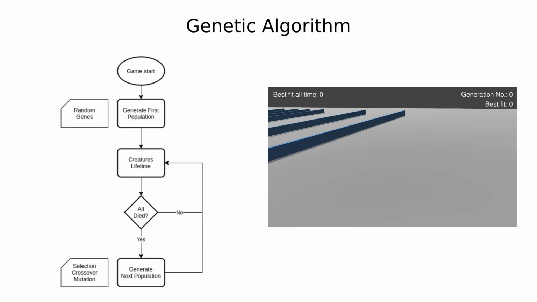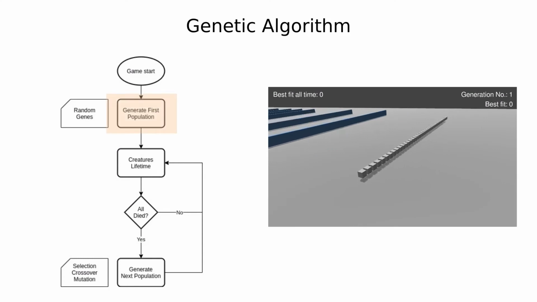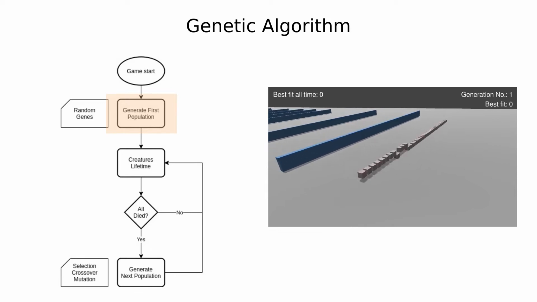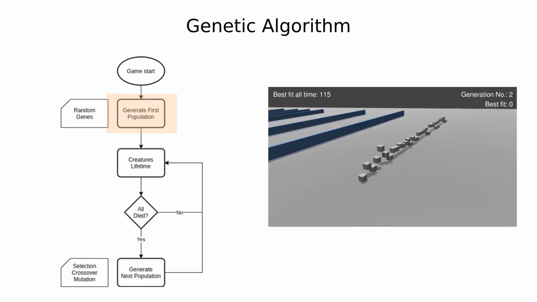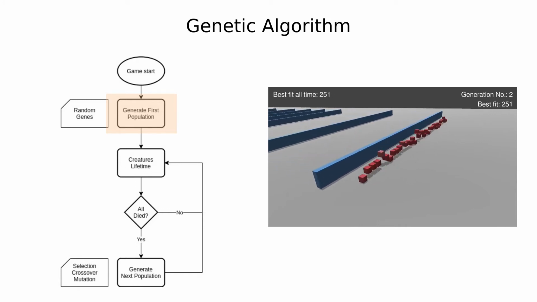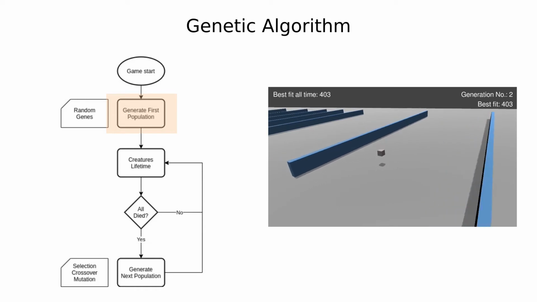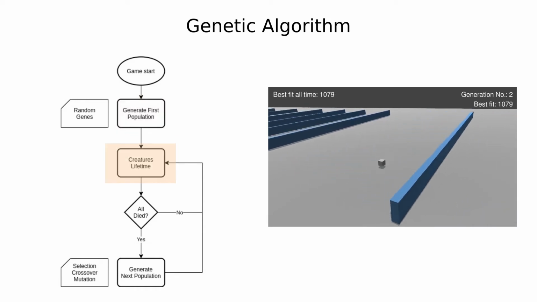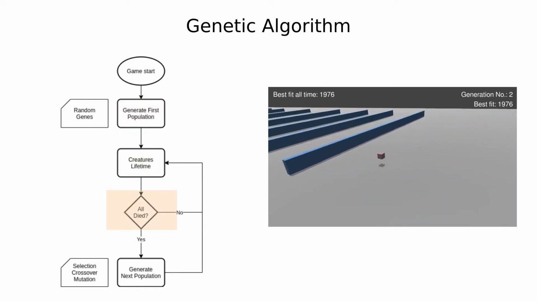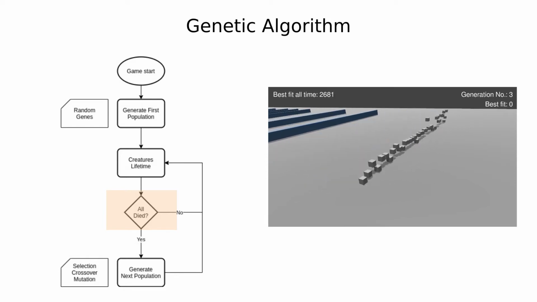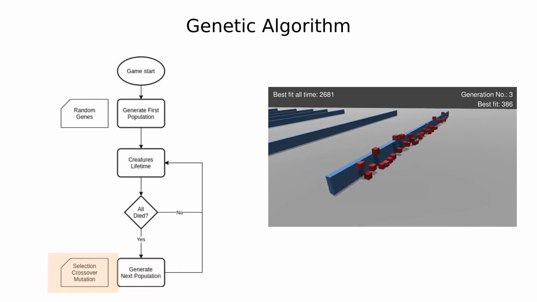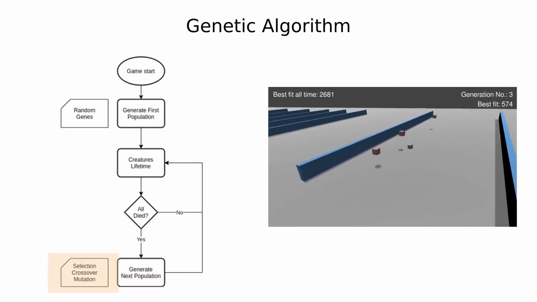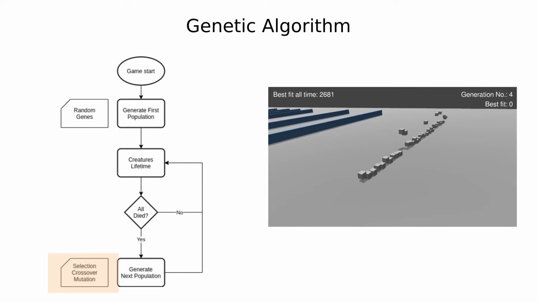The way I'm gonna implement the genetic algorithm is that on game start I will generate the first population of individuals. In this example, each box represents an individual. Also, I'm gonna call them creatures. The first population of creatures will have random genes. Then I'm gonna leave them to try and jump over obstacles. And after all of them die by crashing into an obstacle, I will generate the next population. To generate the next population, I will do selection, crossover and mutation.